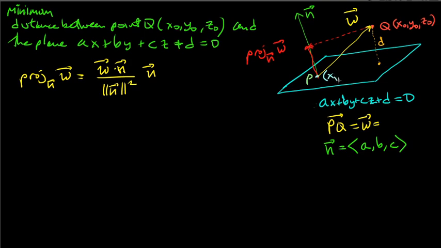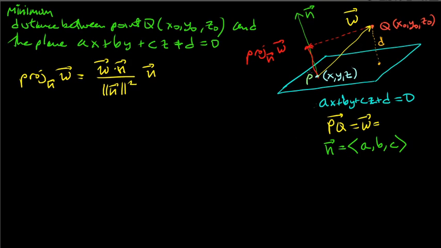Shoot, how about x1, y1, z1? Actually, just x, y, and z. Could be any point in the plane, right? Any point that satisfies this equation, any x, y, and z that makes this equation true, will be a point in the plane.